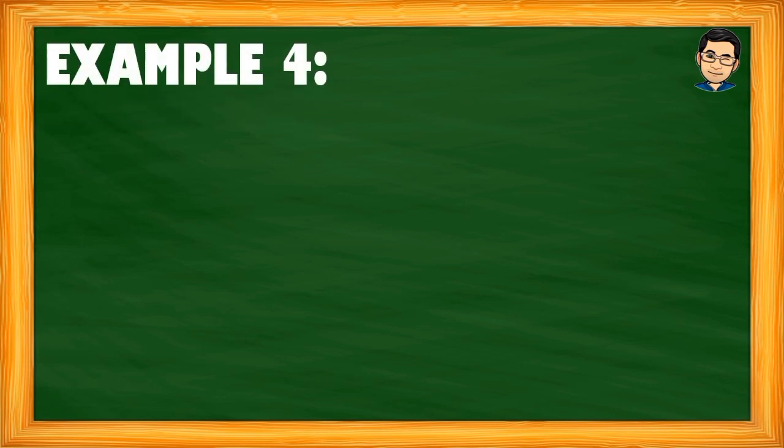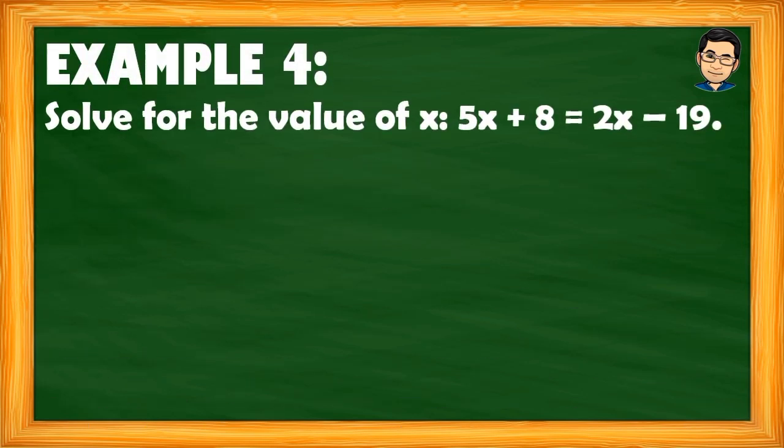So, let's have example number 4. Solve for the value of x. 5x plus 8 is equal to 2x minus 19. So, write the equation. 5x plus 8 is equal to 2x minus 19. Okay. So, multi-step po ang gagawin natin dito. It's because yung 8, kailangan nating ma-eliminate dito sa left side, and then dalhin siya sa right side. And then, yung 2x naman sa right side, kailangan nating matanggal doon, maidala naman sa left side.